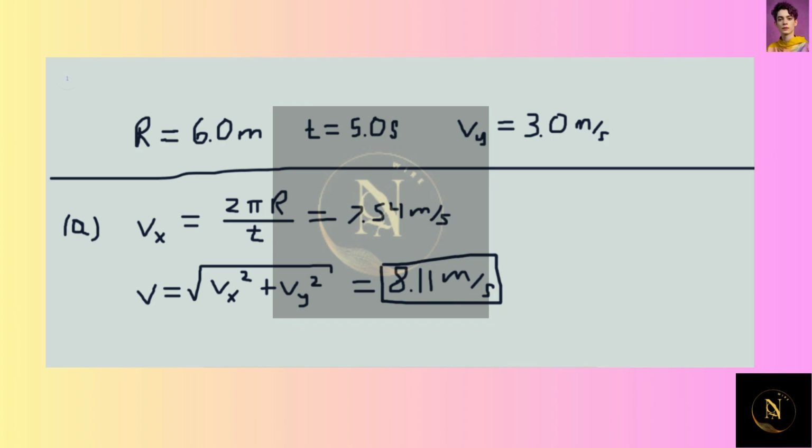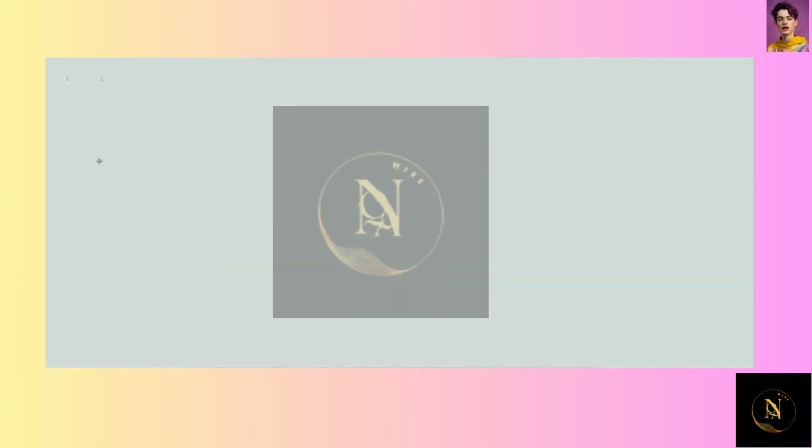Part B then says to find the bird's acceleration, both magnitude and direction. For part B, there's no acceleration in the y direction, therefore all the acceleration is in the radial direction. So this is alpha, and this is going to be equal to v of x squared divided by the radius r.